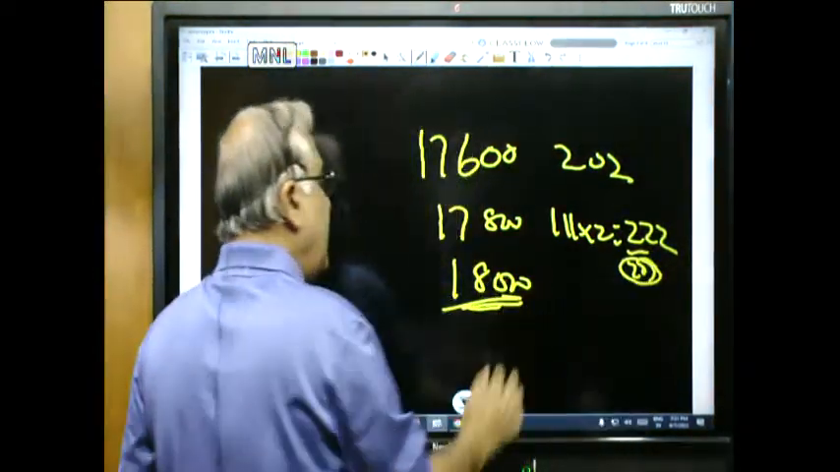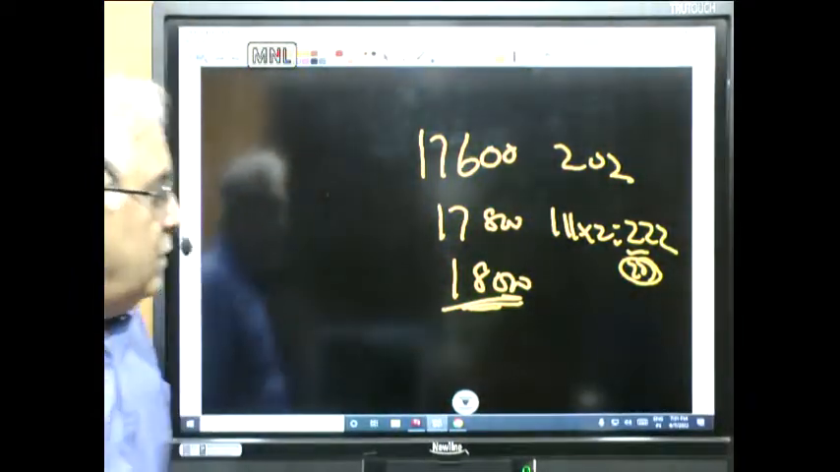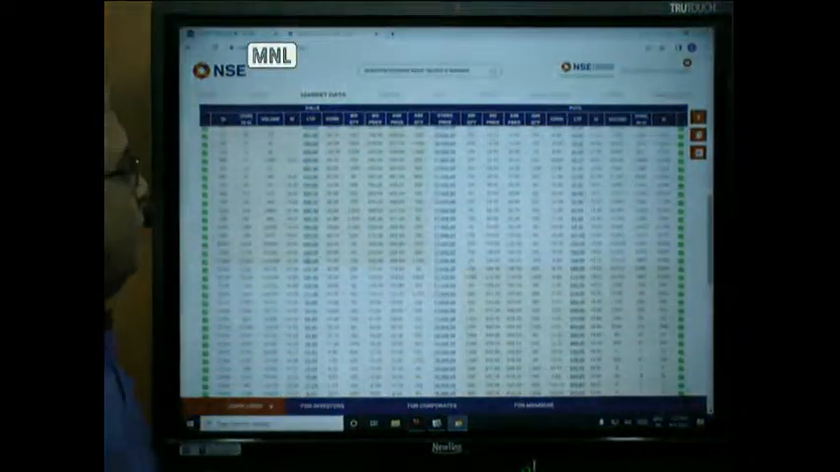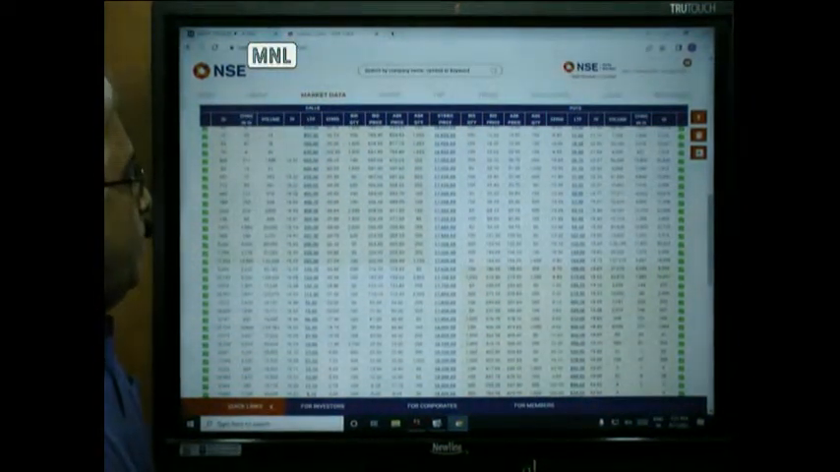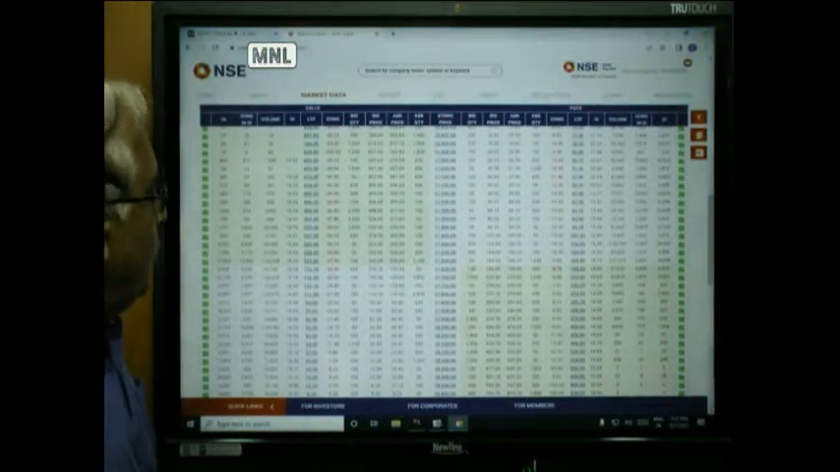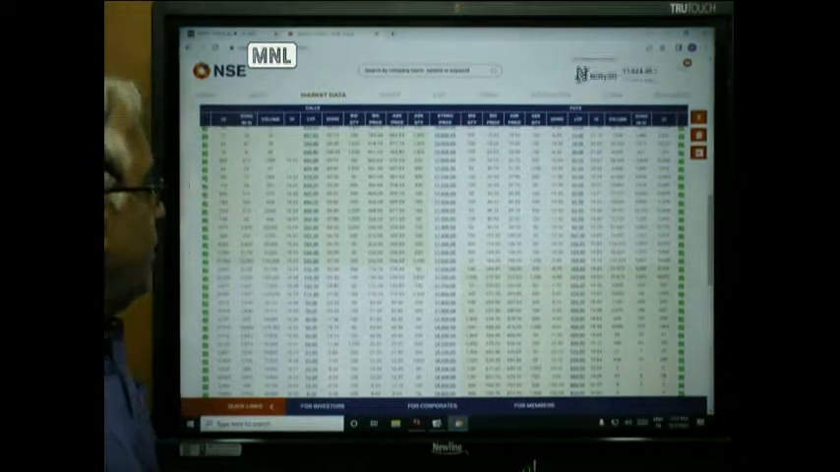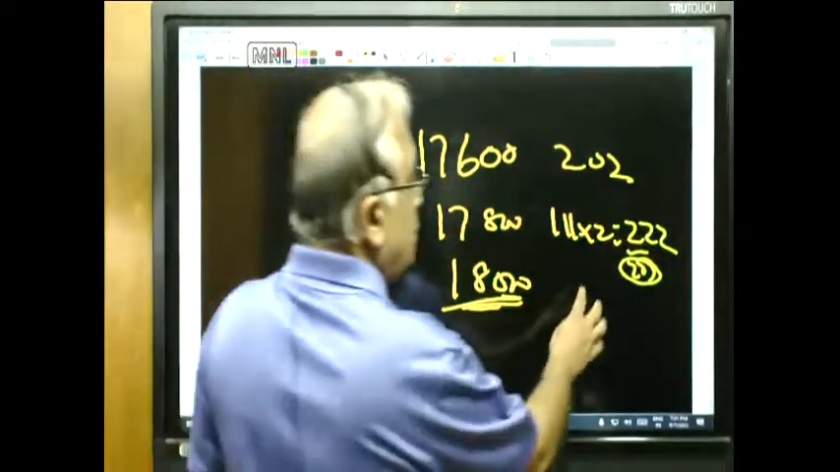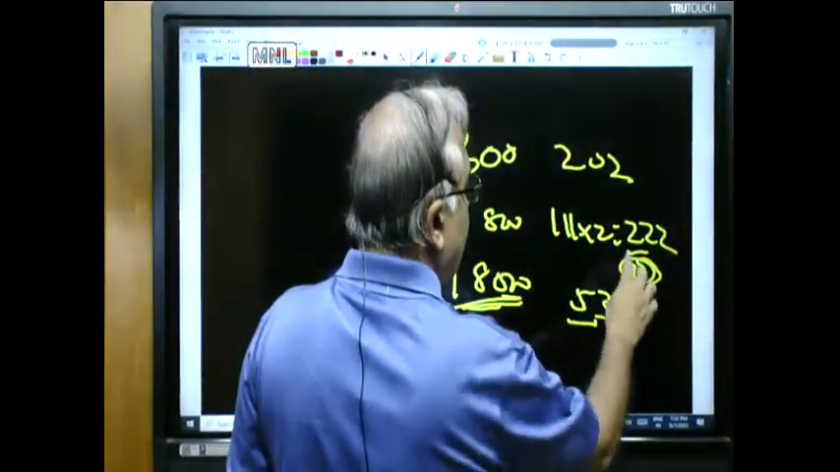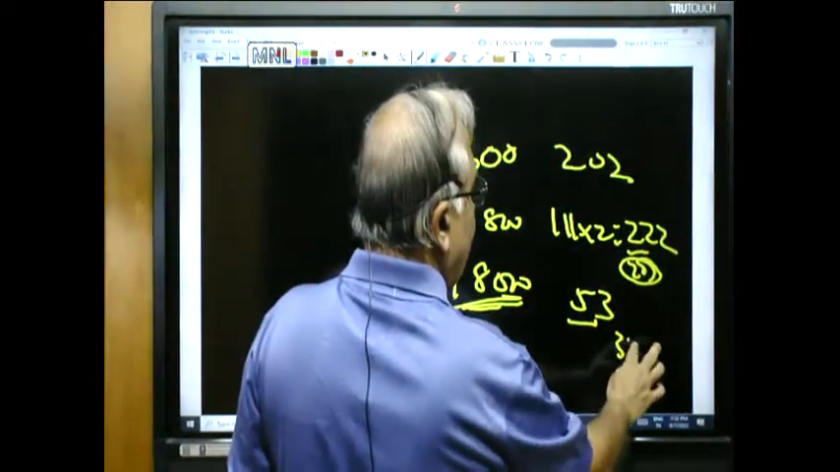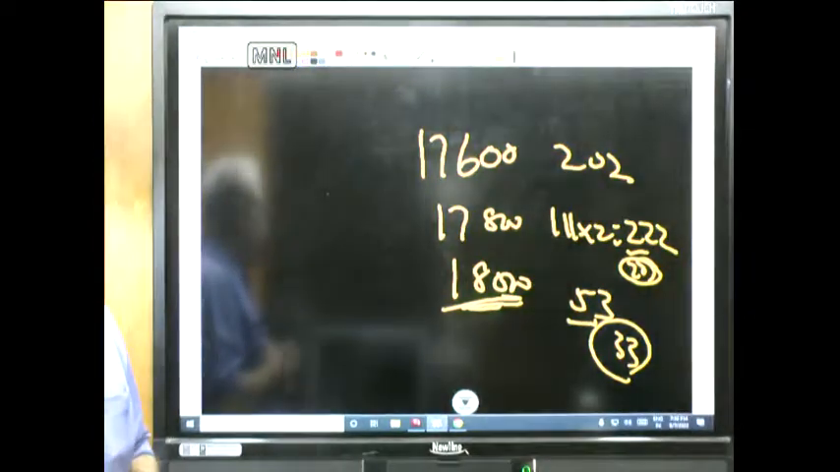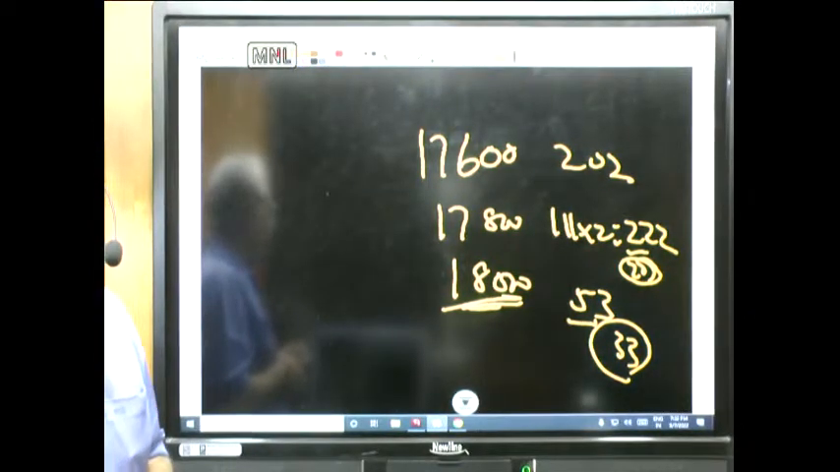So if you feel again 18,000 is not going to be hit, I think we can leave it there, right? 17.6 is 202, 17.8 is 110, so 111, 222, so we are getting 20 rupees there. 18,000 is 53. So we may end up with 20 rupees we are getting here, so 33 rupees is what we have to pay here.